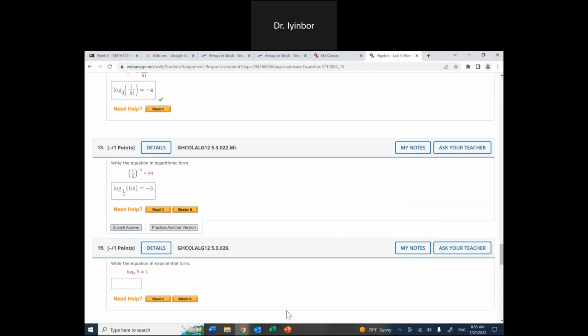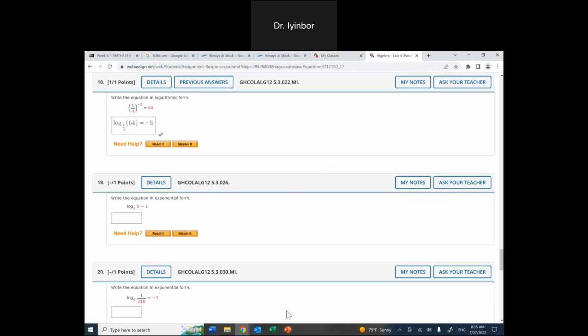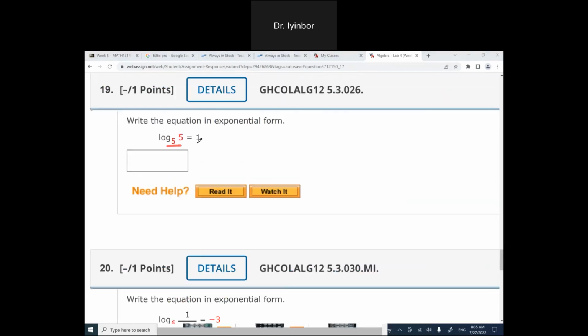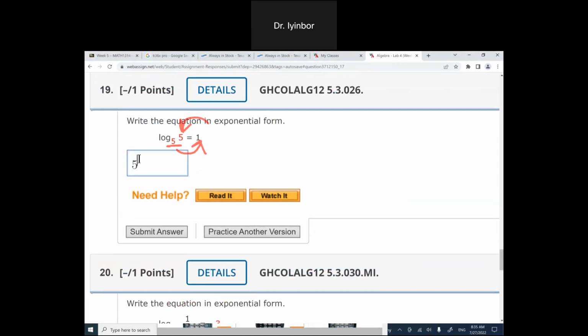Now, the next one, we're changing it backwards. We have a logarithm. You want to change it to an exponent. So we're doing the same way. You're doing a circle. So we're doing 5 with exponent 1 equals 5. And I know 5 to the exponent 1 equals 5 is 5 equals 5, but you don't need to simplify. You just have to change it around. So I'm going to write 5 with exponent 1 equals 5. You have to write it like an equation, exactly like that.